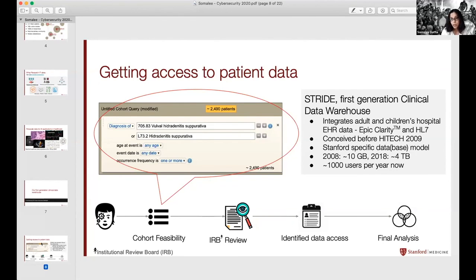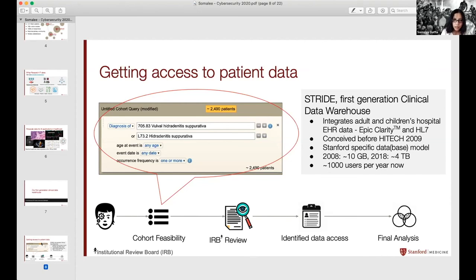So back then in 2008, we had about 10 gigabytes of data. Now this is closer to 4 terabytes of data. And there are thousands of researchers who are consuming this data right now. And the process they go through is they essentially take a look at a web tool that allows them to make some queries based on statistical metrics.